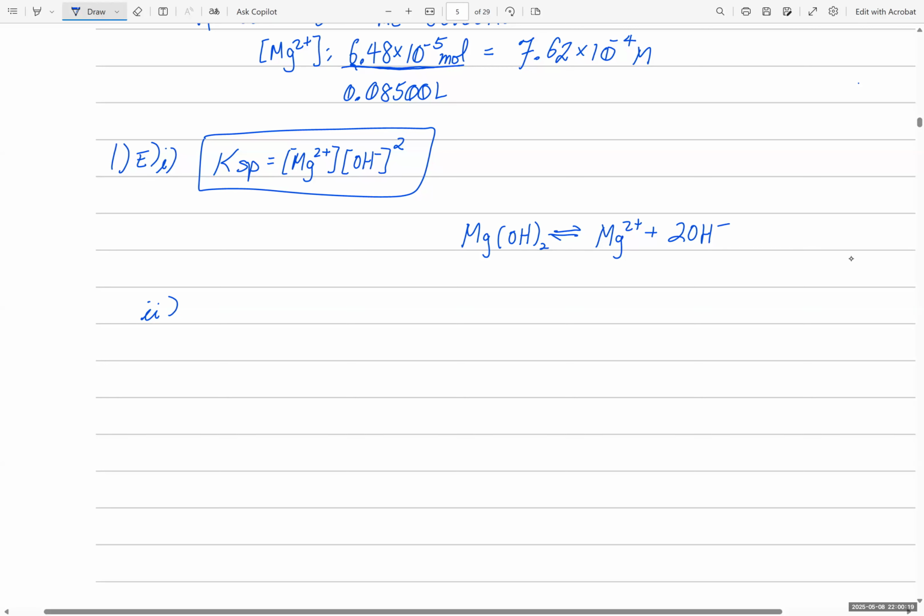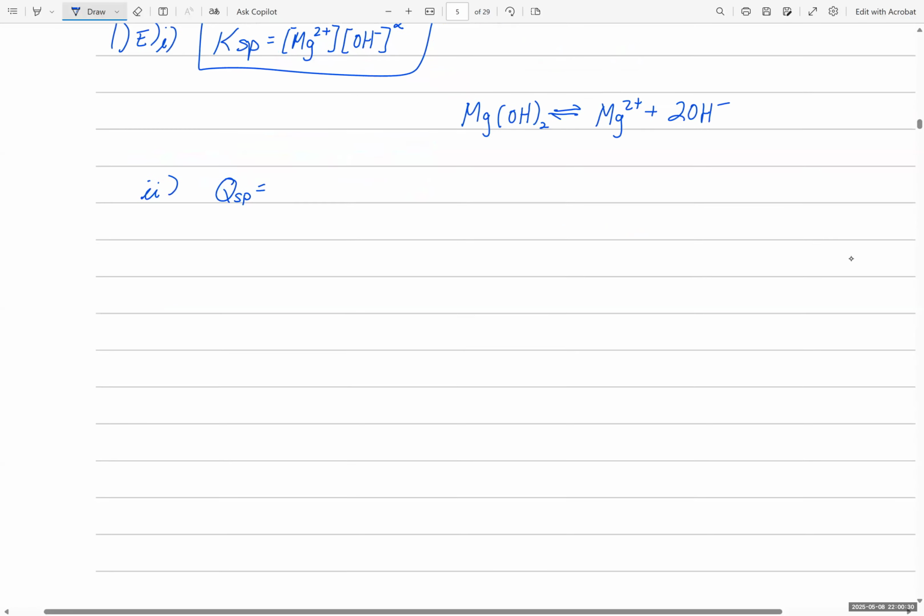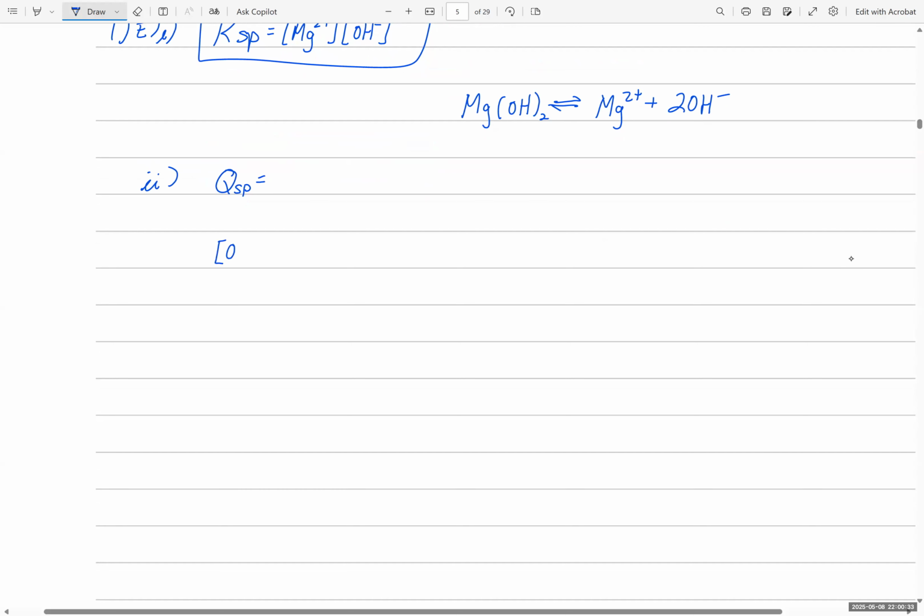For that, let's solve it. So it wants us to solve for QSP or Q. So I'm gonna write down that. And then we have the hydroxide concentration, which is given to us, I believe, right? Is that the one that's given to us? Yes. So that's given to us, and that's gonna be 1.65 times 10 to the minus 4 molar. And then we have the magnesium 2 plus from part D, and our answer was, what was our answer?